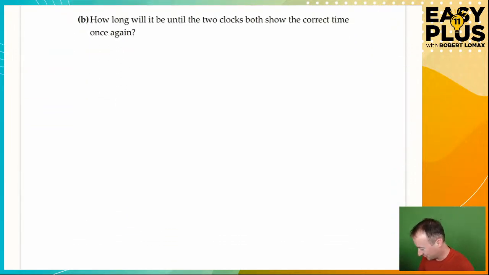How long will it be until the two clocks both show the correct time once again? Okay, this is a really, really horrible follow-up question, it looks like, and it's likely to be very confusing. But the good news is that once you know how to do it, you've really cracked the hardest kind of clock problems that ever turn up in 11 plus. And yes, these questions do occasionally turn up in 11 plus. I have seen them rarely in past papers, so this is not just theoretical.